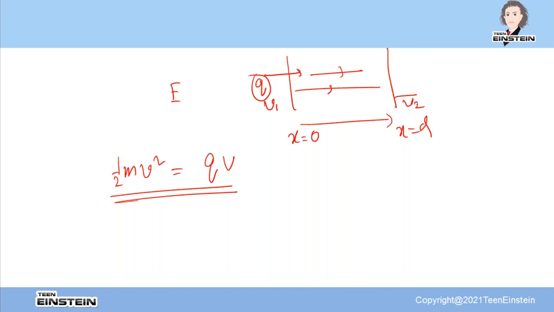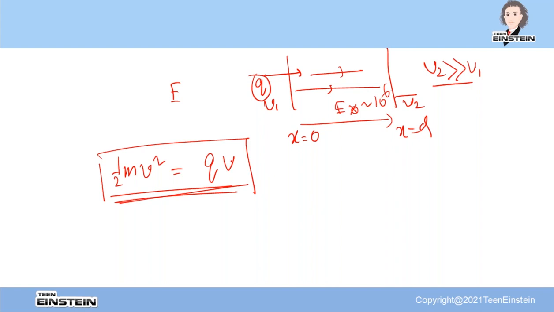When my electric field is very large, of the order of 10 to the power 6, these charged particles will have very large energy, because it is q into V. So you will have very large kinetic energy. And what do we do by accelerating a particle?